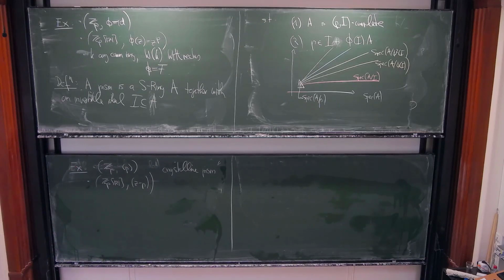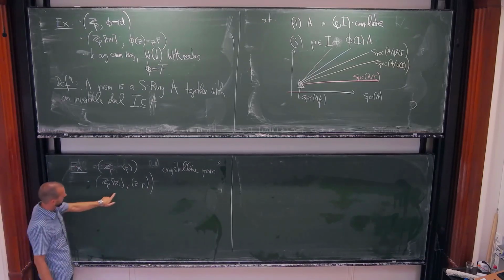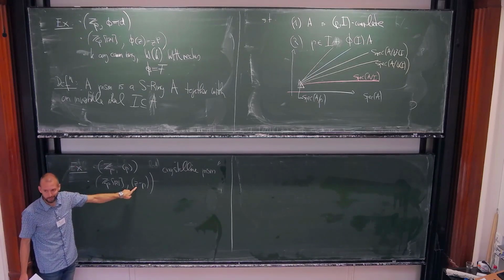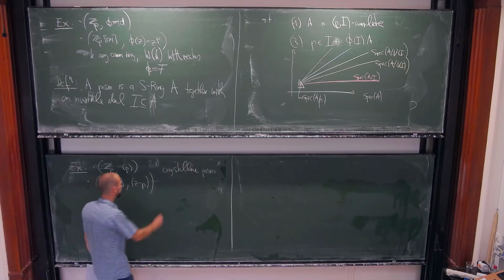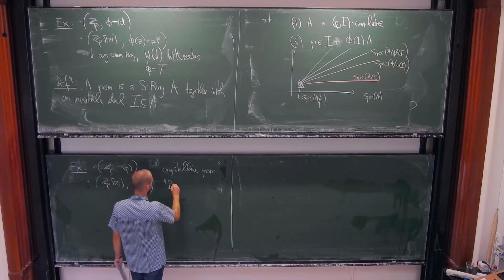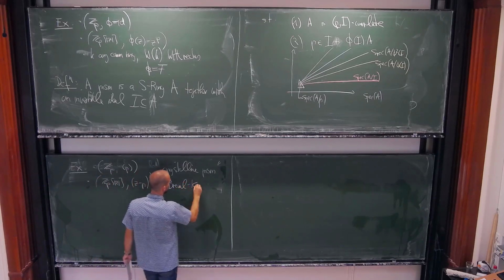Okay, so this is also a prism, and here actually it's less trivial to check that this satisfies the prism condition. So I guess, yeah, I leave that as an exercise to check. And this is called the Breuil-Kisin prism.